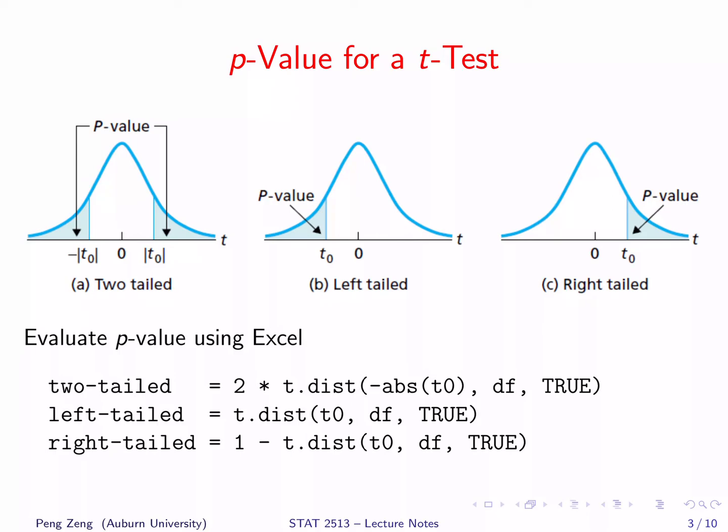The slide lists how to calculate p-values for these three scenarios. For a two-tailed test, the p-value is 2 times the probability to the left of the negative absolute value of t0. Pay attention to the absolute function. Do not miss it. For a one-tailed test, to calculate the p-value, we directly use t0 as the first argument.